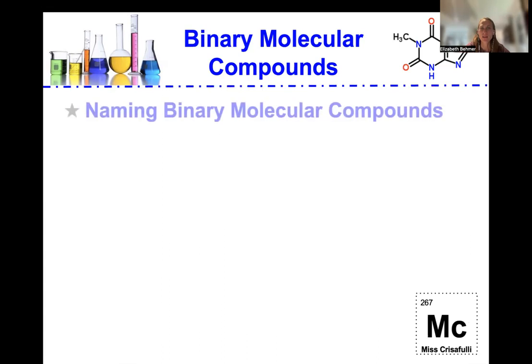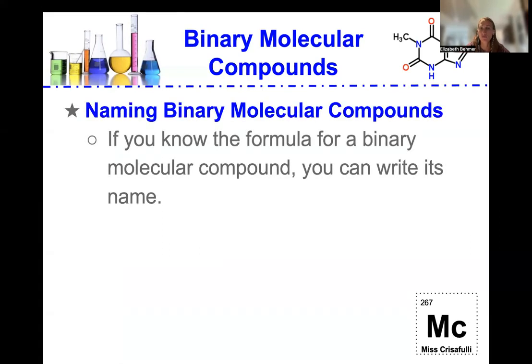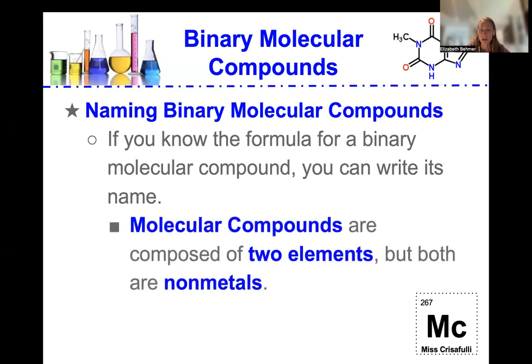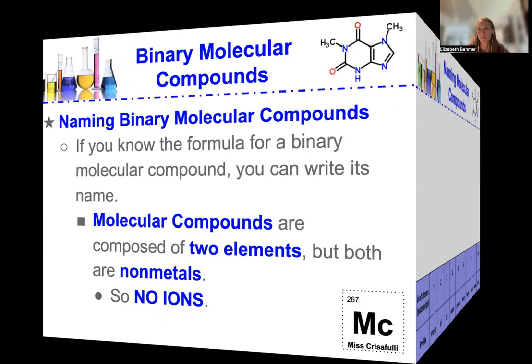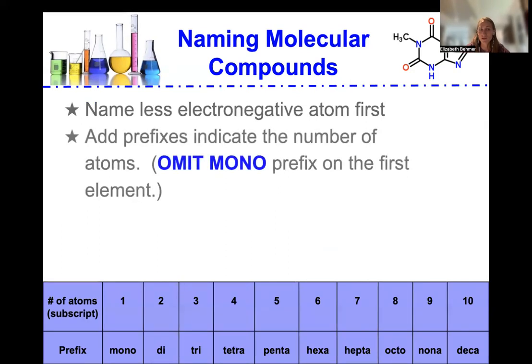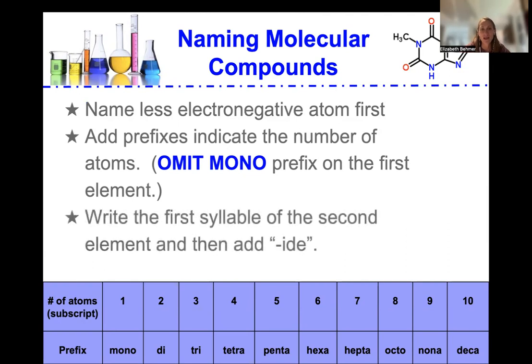So binary molecular compounds, in order to name them, if you know the formula for a binary molecular compound, you can write its name. Molecular compounds are composed of two elements, but both are nonmetals. So there will be no ions in a molecular compound. In order to name a molecular compound, we always name the less electronegative atom first. Then we add prefixes, which indicate the number of atoms. We will omit the mono prefix on the first element. And then we write the first syllable of the second element and then add the -ide suffix at the end.